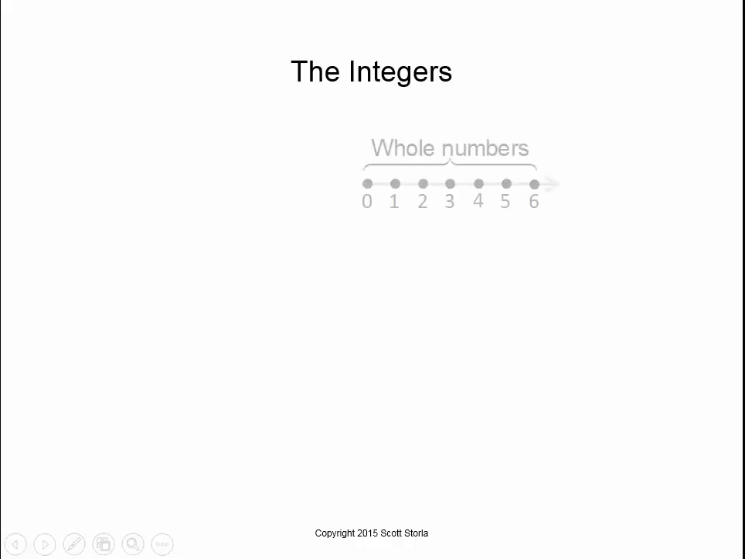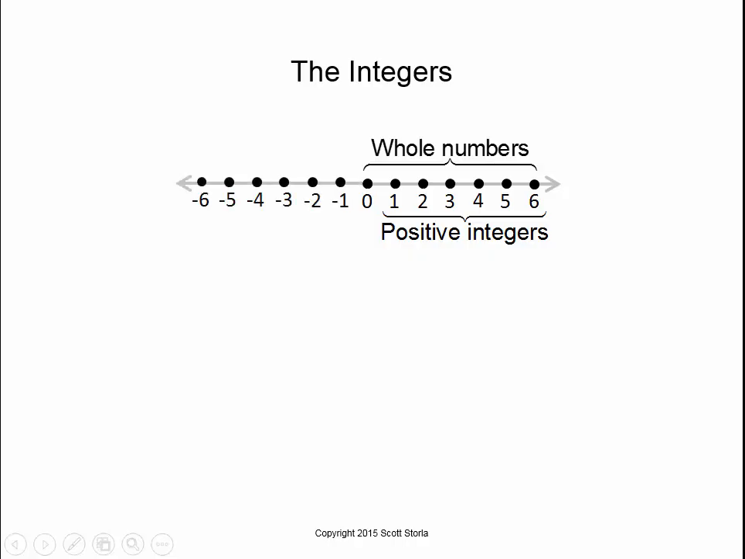Now to build this set, we start with the whole numbers, and for each of the positive integers, that is, this is just another name for the natural numbers, we build an opposite or negative. So we have 1 and negative 1, 2 and negative 2, and so on. Notice again that this arrow implies that this pattern continues on forever, and we still haven't filled in the distance between the points.